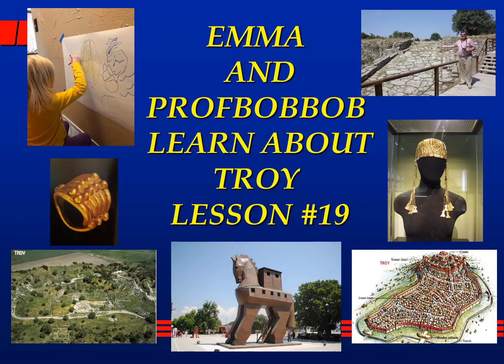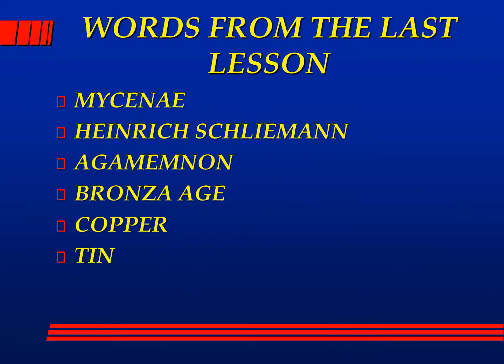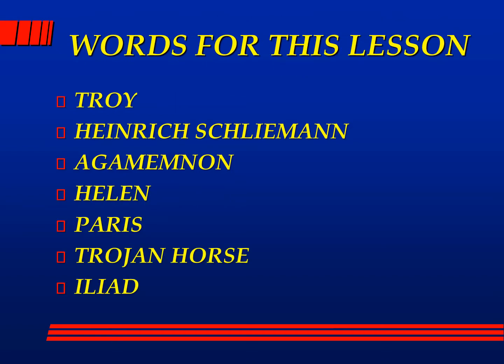Well, here's the opening slide, like we see every time I do one of these. Emma working on her projects and some of the pictures from Troy. And then there's the words from the last lesson. And then these are the words that we're looking at during this lesson: Troy, Heinrich Schliemann, Agamemnon, Helen, Paris, Trojan Horse, and the Iliad. So that's our standard introduction. And of course the words would then be back at the end.